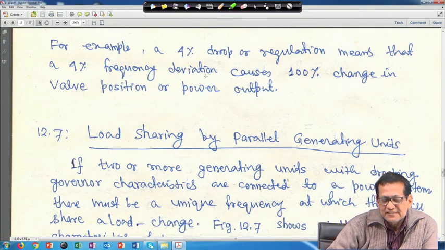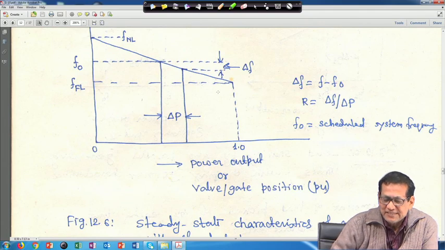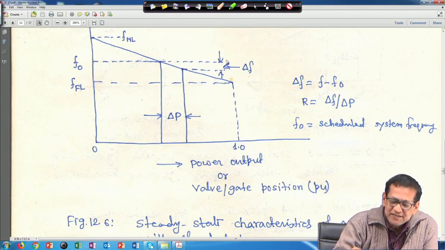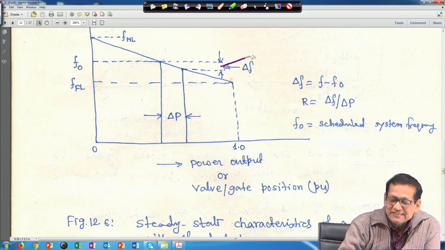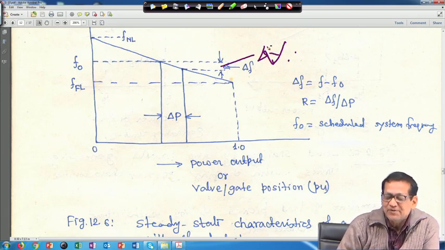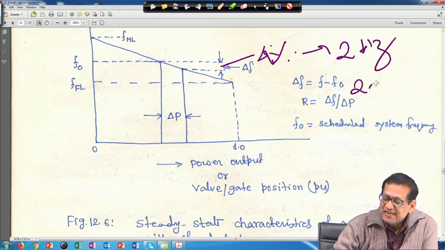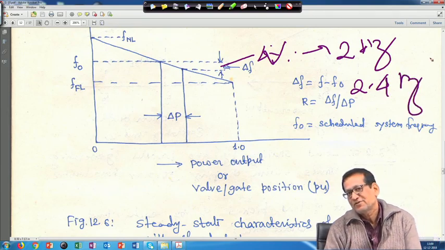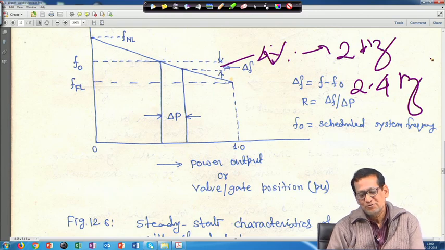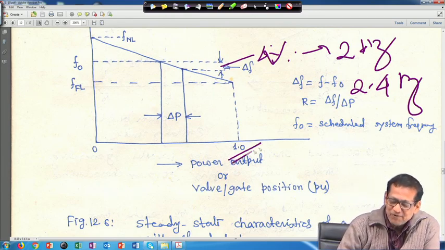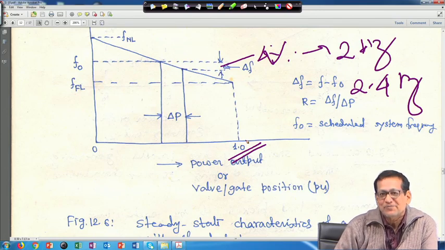That is the meaning of equation 1: a 4% droop or regulation means that a 4% frequency deviation causes a 100% change in valve position or power output. This 4% change in frequency is nothing but 2 hertz for a 50 hertz system, and for a 60 hertz system it will be 2.4 hertz, because 4% is 0.04 into 50, so 2 hertz. For that, there is a 100% change in power output, that is 1 per unit. That is the meaning of equation 1.